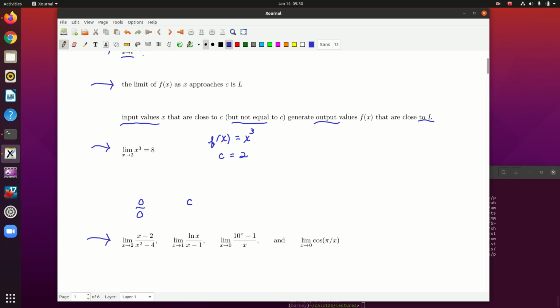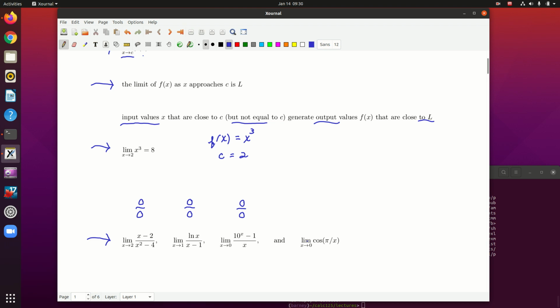Here, as x approaches 1, remember we talked about the natural log of 1 is 0, so this is 0 over 0. 10 to the 0 is 1, so we get 1 minus 1 over 0. I'll say more about the last one here in a moment.